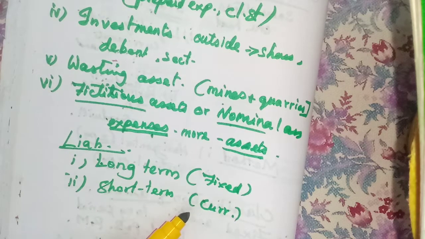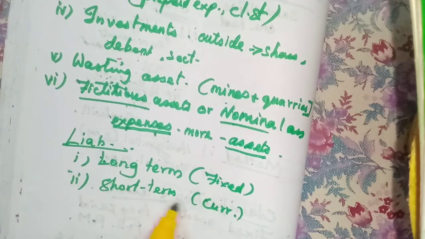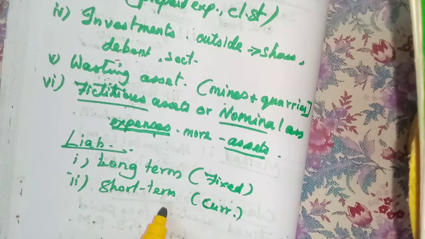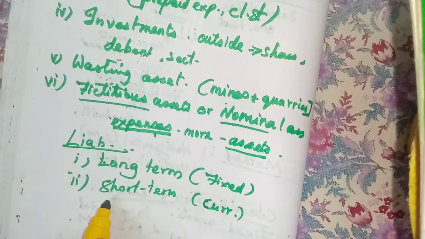Short-term liabilities: bank overdraft, then sundry creditors, bills payable, then any short-term borrowings will come under short-term or current liabilities. Then outstanding expenses and income received in advance also will be shown under this heading.